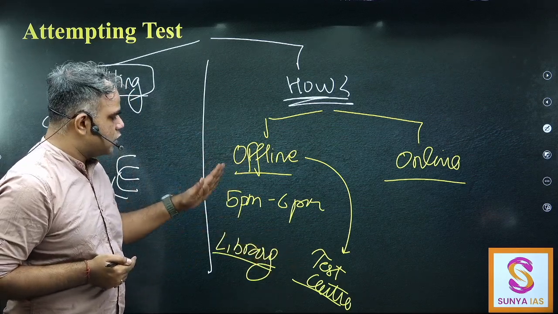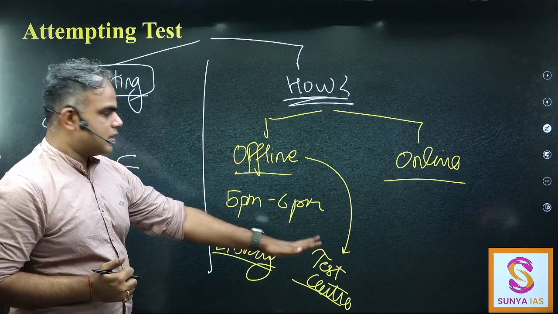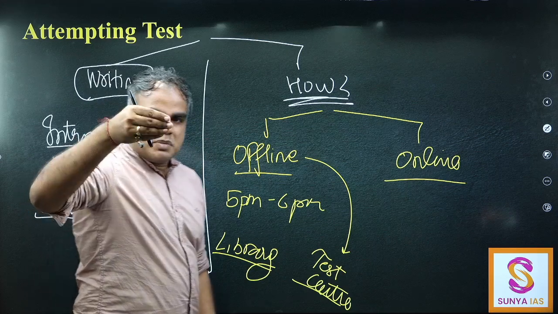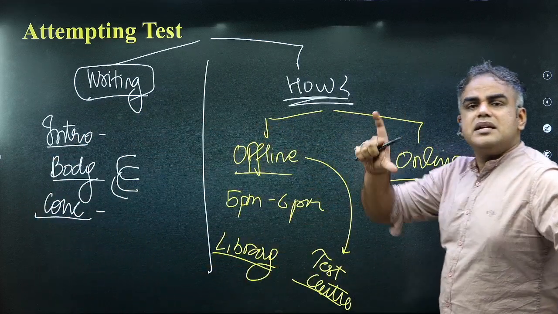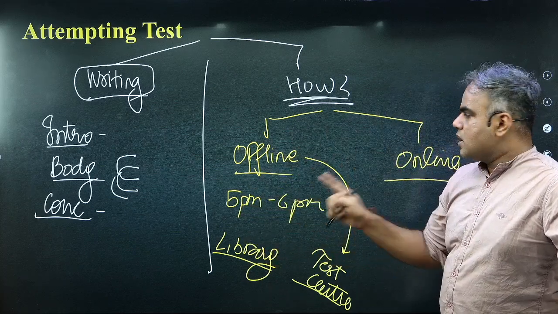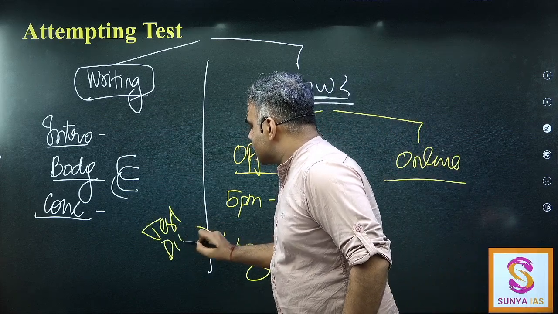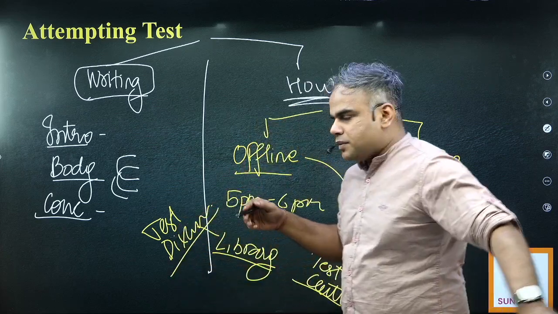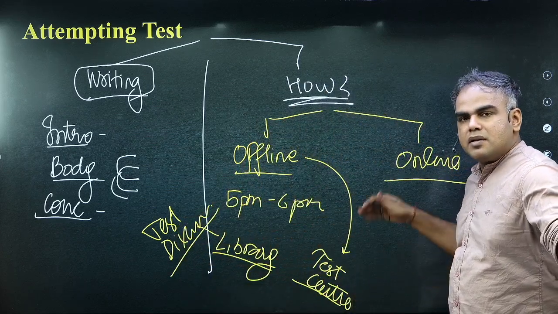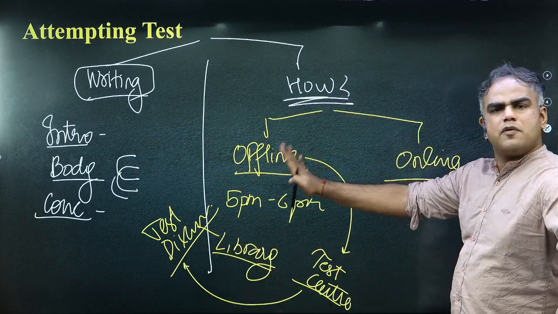So those who have library access will attempt it at the library, and others at the test center. Immediately below the library, you have the discussion room. People in the library will directly come to the next floor and attend the test discussion, and the people in the test center will move to the test discussion hall. Very simple for offline people.